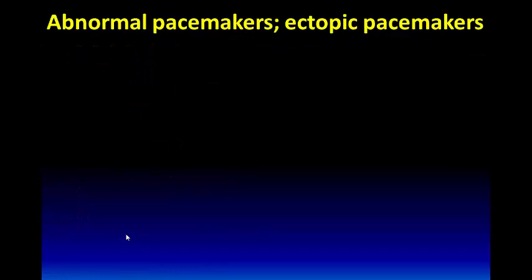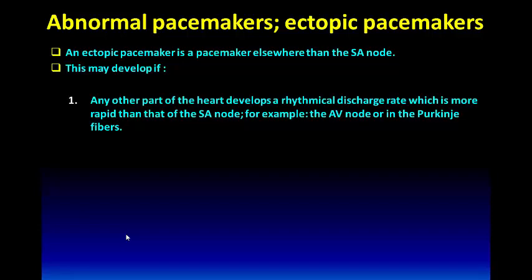Can we have abnormal pacemakers, ectopic pacemakers, in the heart? Normally, no. However, this may develop if any other part of the heart develops a rhythmical discharge rate which is more rapid than that of the sinoatrial node, for example, the AV node or the Purkinje fibers. And this happens when the sinoatrial node is sick.